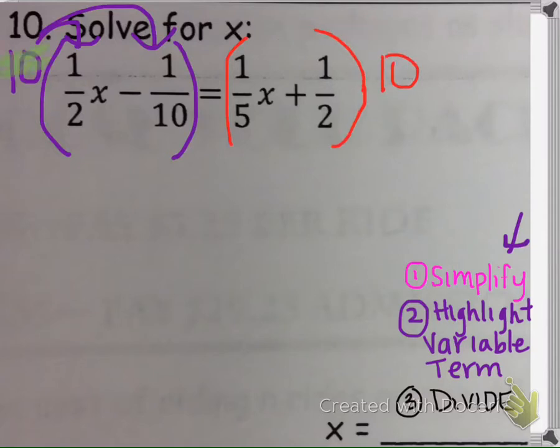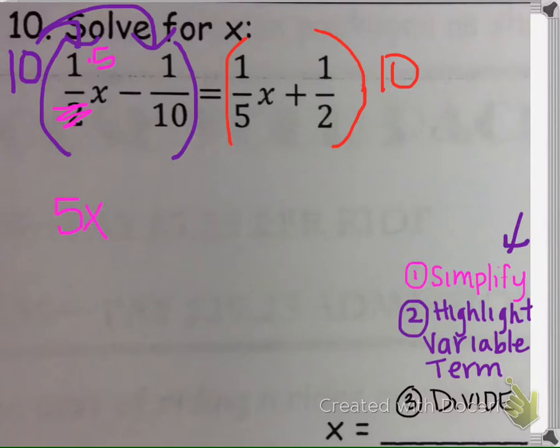Okay, so when we multiply 10 times 1/2, we should be able to do that in our head because we picked 10 because 2 can go into it. 2 can go into 10 5 times. So we're going to multiply the 1 by 5 and get 5x.